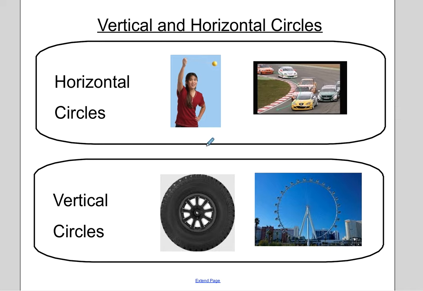so it's horizontal. Vertical circles, like a tire on a car, rotate in a vertical plane, and so does a Ferris wheel. This is what we would call a vertical circle. Now you might think, well, they're still both circles. What's the difference? Well, here's the difference.